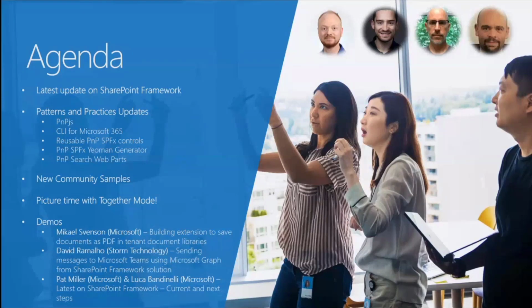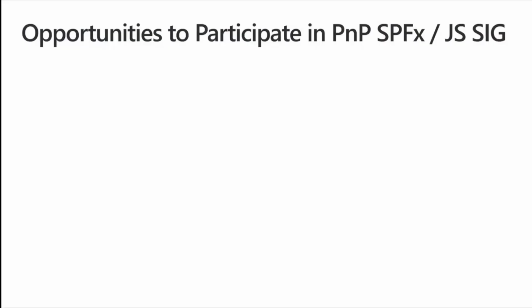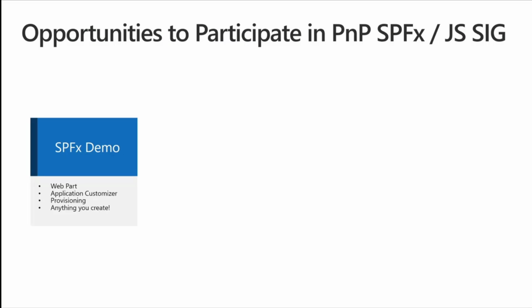Today, we'll do some latest updates on SharePoint Framework, patterns and practices updates across the program, new community samples, picture time, and then we have three great demos. We got Mikkel Svensson with some building extensions to save documents in PDFs in tenant document libraries. David Romalo is sending messages to Microsoft Teams using Graph, so very excited to see that. And then Pat and Luca are here to share the latest on SharePoint Framework, both current and next steps. So we've had an interesting couple of days with that, so look forward to hearing from them on the next steps there and to get that information out to all of you.